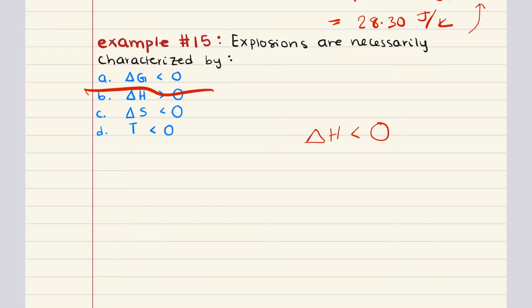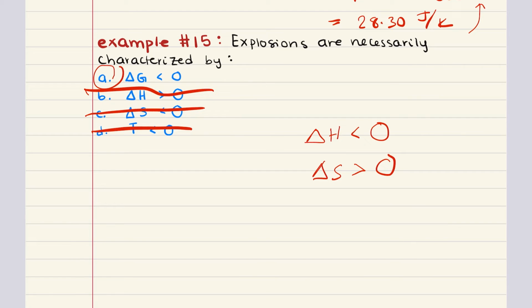In addition, explosions result in a rapid increase in disorder. So delta S would be greater than 0. So we can go ahead and eliminate answer choice C as well. Now, as for temperature, absolute temperature can never be negative. And so answer choice D doesn't make sense because it's saying that absolute temperature is less than 0. So that's not the correct answer either. The only answer choice that's left is A, and it claims that delta G is less than 0.